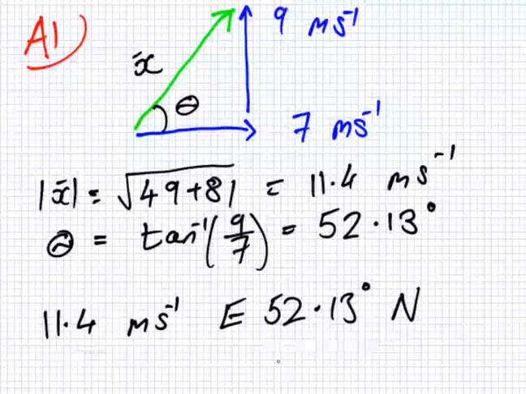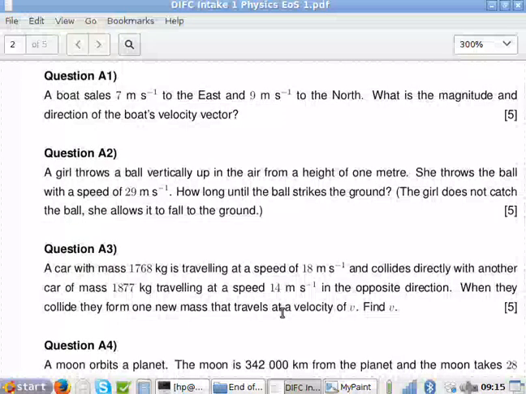52.13 degrees. So the answer is 11.4 meters per second east, 52.13 degrees north.